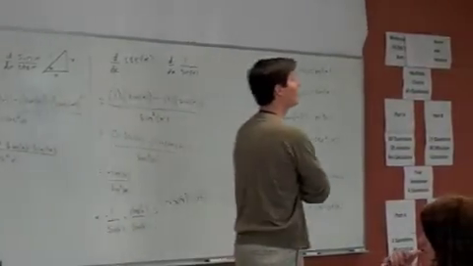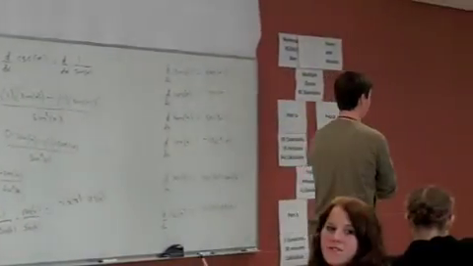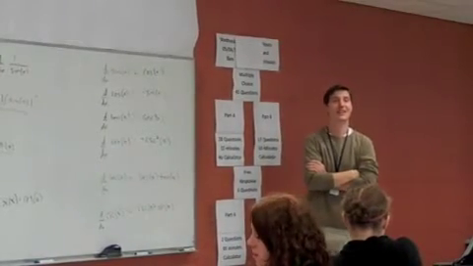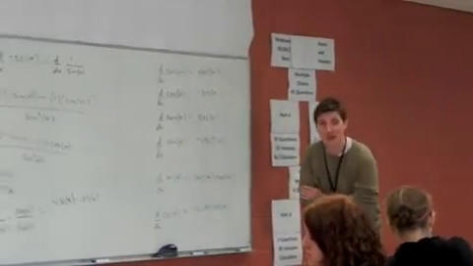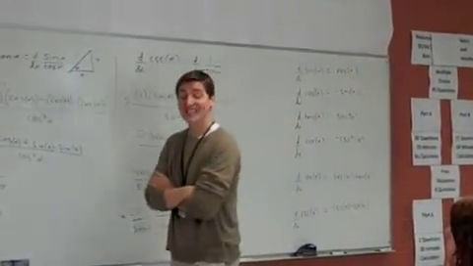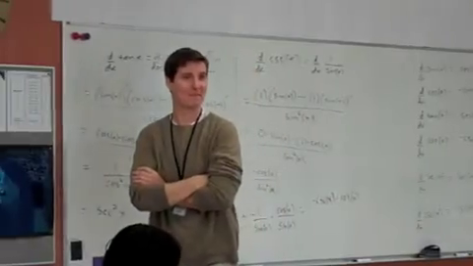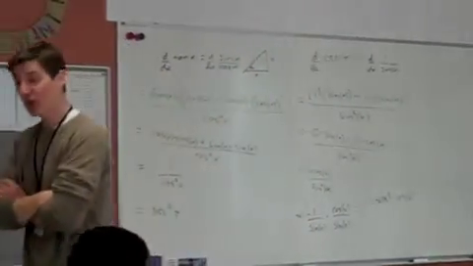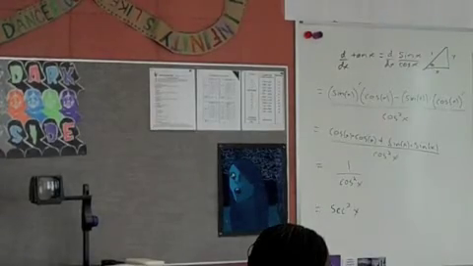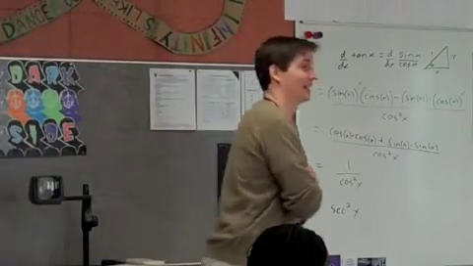Cosine. What's the derivative of cosine? Negative sine. What's the derivative of tangent? Secant squared. What's the derivative of cotangent? Negative cosecant squared. What's the derivative of secant? Secant tangent. What's the derivative of cosecant? Negative cosecant cotangent. What's the derivative of sine?